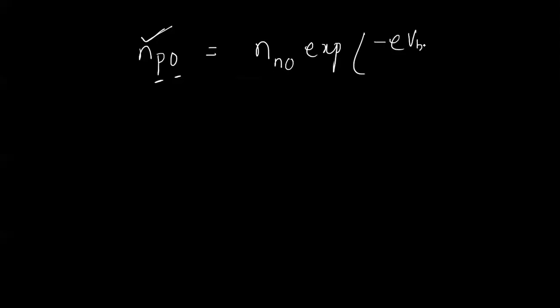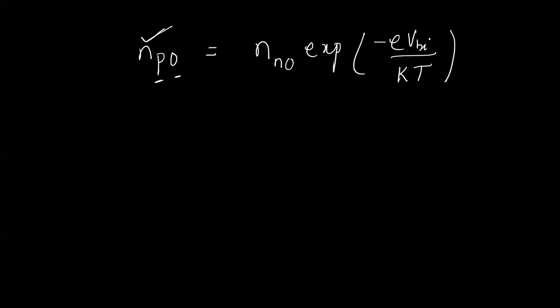Now what we are going to do is, earlier, if you remember, we established a relation between the minority carrier electron concentration in the p region in thermal equilibrium and the majority carrier electron concentration in the n region in thermal equilibrium. It was found to be this. Refer to my previous video, we have already discussed this. It is exponential of minus EVBI divided by KT.